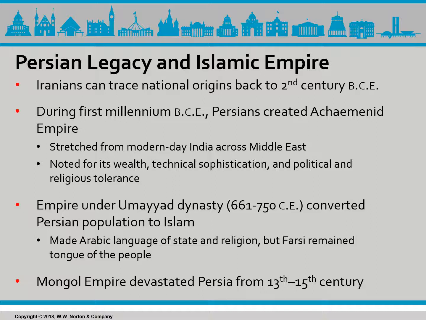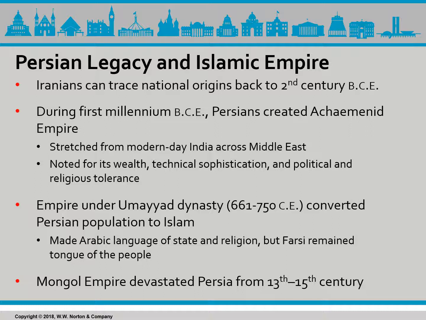So, the Persian legacy in the Islamic Republic. Iran can trace their origins back to the 2nd century BCE. During the first millennium BCE, the Persians created the Achaemenid Empire, which stretched from modern-day India across the Middle East. It's noted for its wealth, its technical sophistication, and political and religious tolerance. Okay, and with that first millennium, you have Cyrus, Darius, and Xerxes that created the empire. And of course, that reached all the way to the Greek cities in the west. The empire was destroyed by Alexander the Great in 334 BCE.